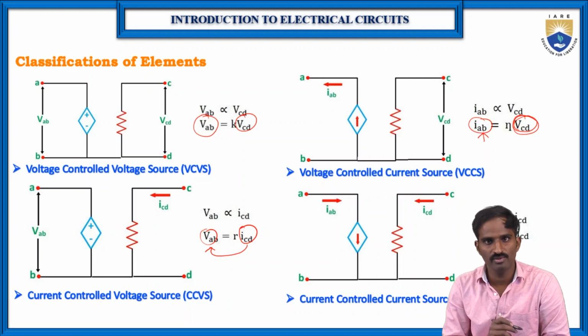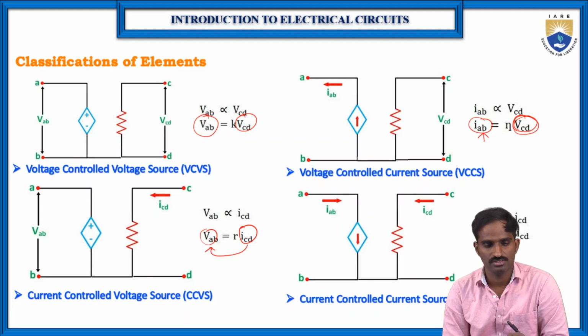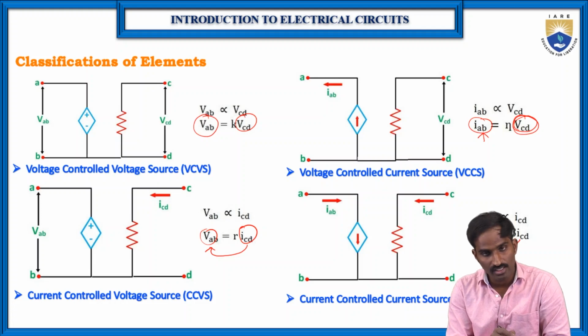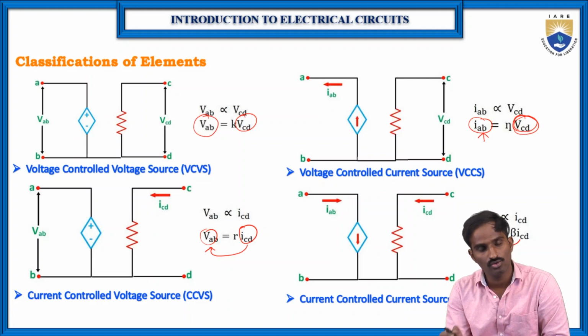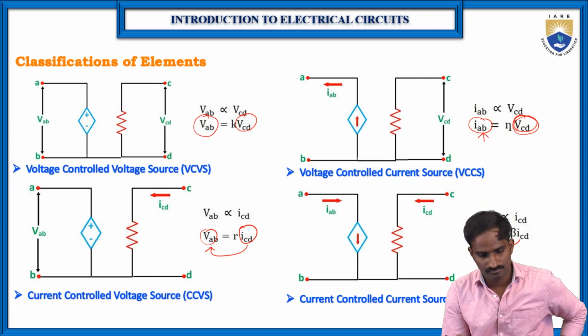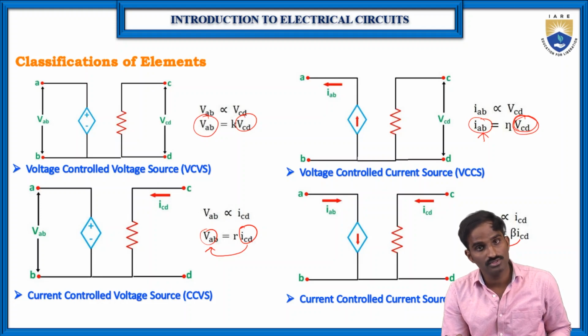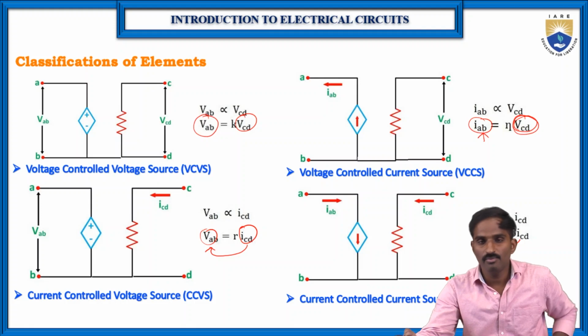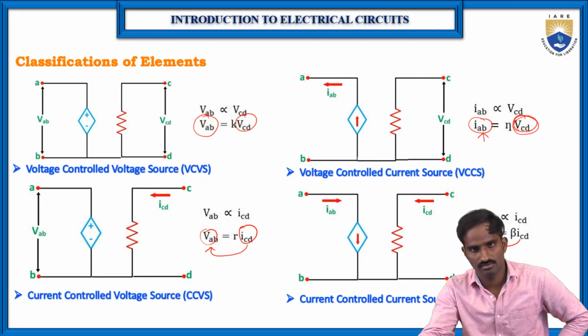Okay, so I hope everybody is clear about the dependent sources. Voltage controlled voltage source, voltage controlled current source, current controlled voltage source and current controlled current source. So these are the various types of dependent sources. Okay, so now you understood what is meant by voltage controlled voltage source, and what is meant by independent source and dependent source.